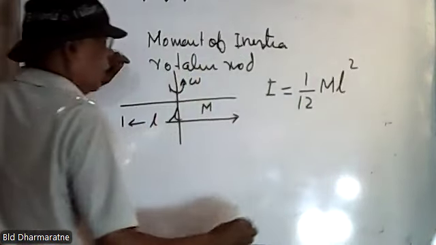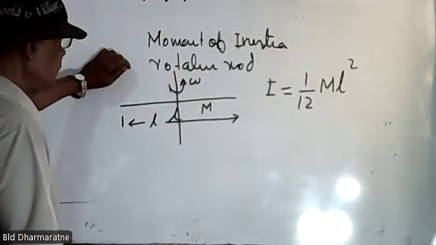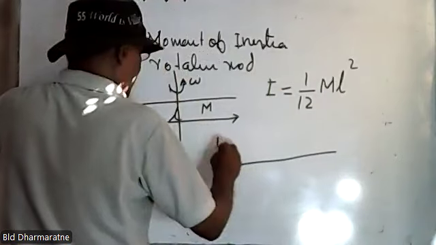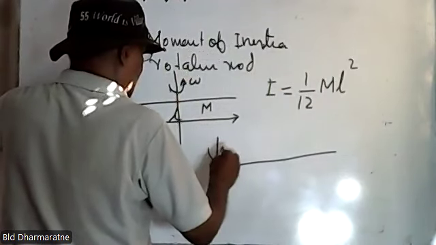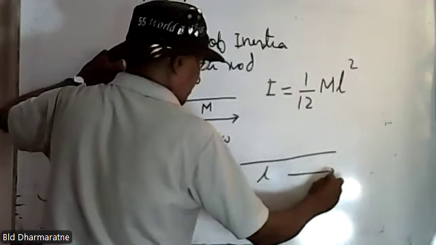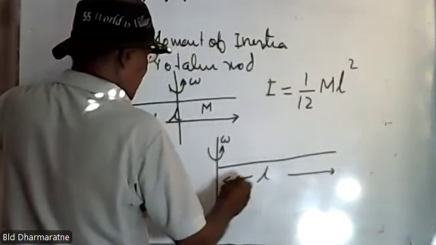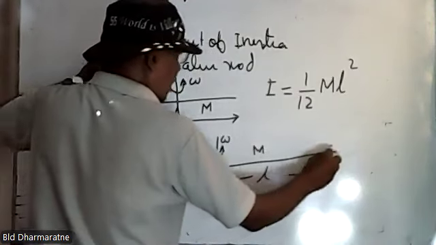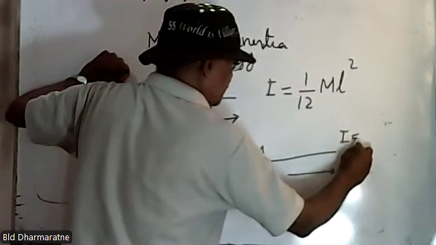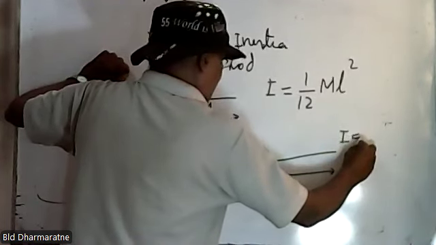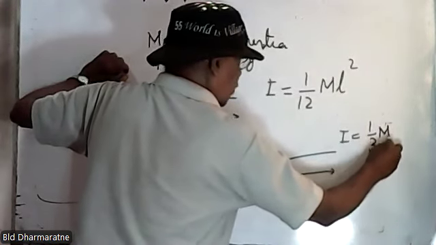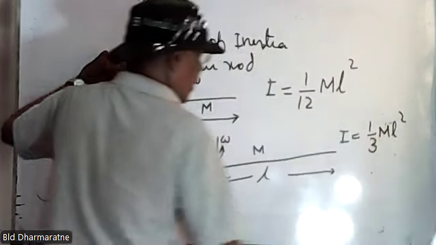Other bodies were already discussed earlier. Now rotating about the end of the rod, with the axis perpendicular to the rod, with omega. The mass is the same, but in this case the moment of inertia equals 1/3 ML squared. You remember that.